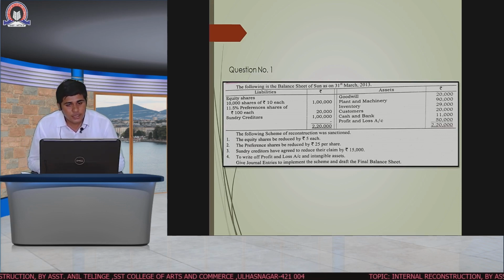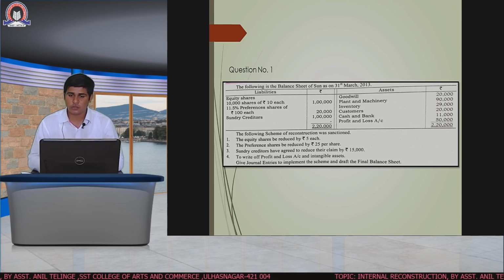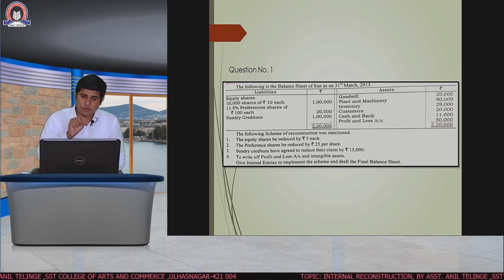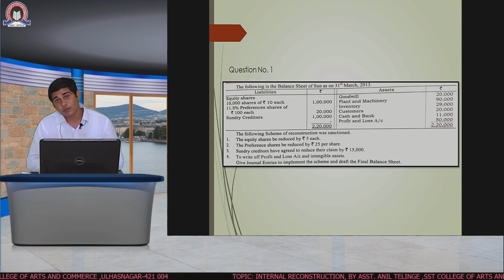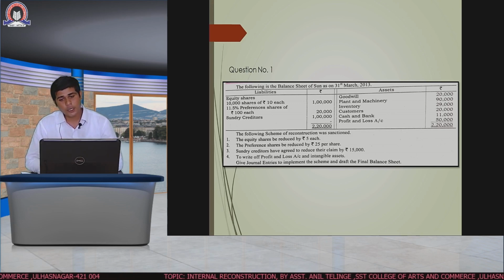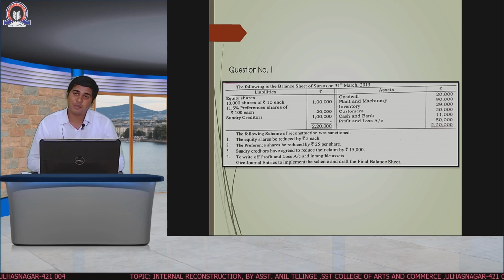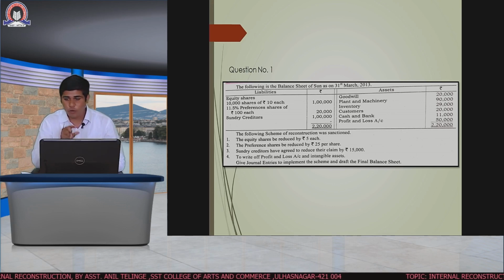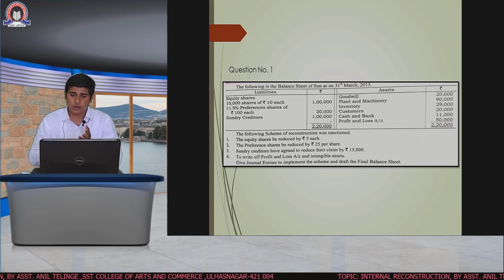The following is the balance sheet of Sun Limited as on 31st March 2013. So easy process. Equity share capital 10,000 shares of rupees 10 each, 1 lakh. 11.5% preference shares of rupees 100 each, 20,000. Sundry creditors 1 lakh. Goodwill, as already mentioned, intangible, plant and machinery, inventory, customers treated as debtors. Cash and bank, profit and loss account. The value of both sides is 2,20,000. Now what we want to do, let's go through.